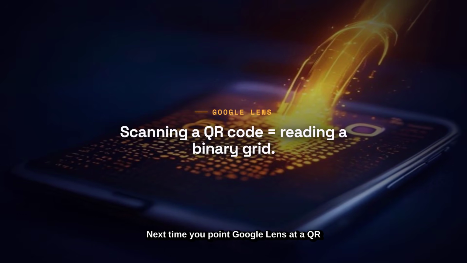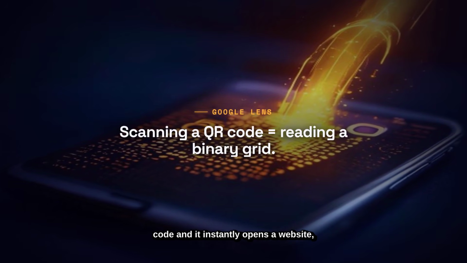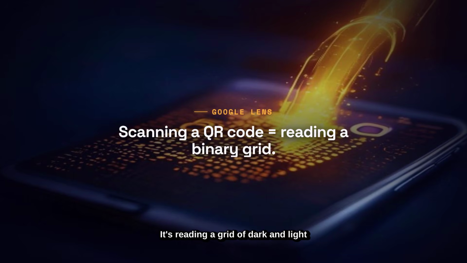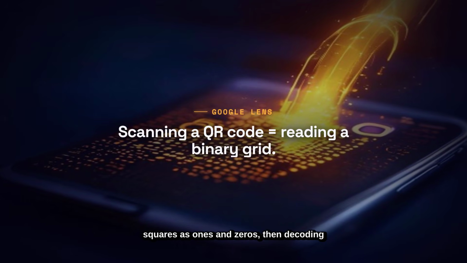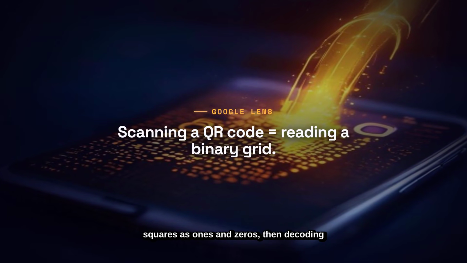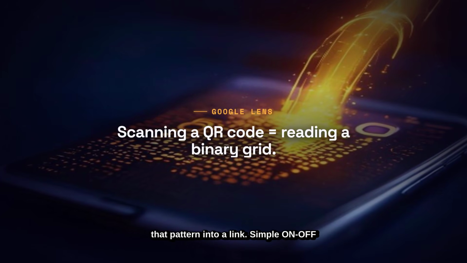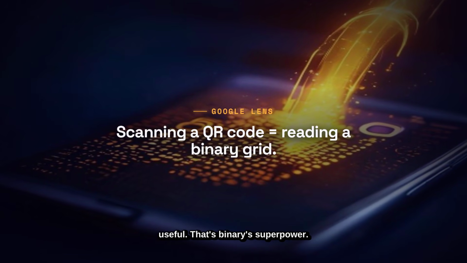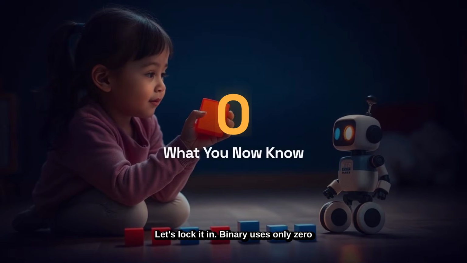Next time you point Google Lens at a QR code and it instantly opens a website, you'll know the trick. It's not magic. It's reading a grid of dark and light squares as ones and zeros, then decoding that pattern into a link. Simple on-off switches, storing something genuinely useful. That's binary's superpower. Let's lock it in.